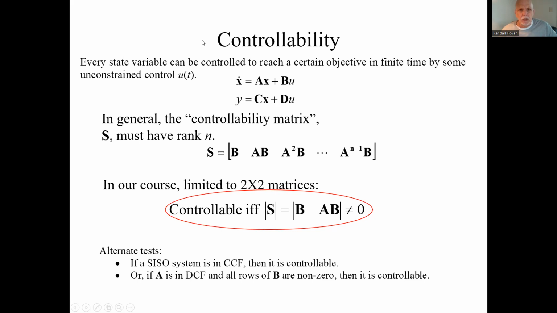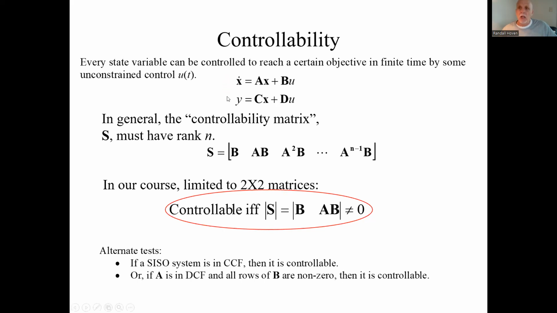Okay, we'll talk about controllability of control systems. What does it mean in words? It means you can drive every state variable. Remember, we're talking state space now. So this vector X, every element of that vector can reach a certain objective in finite time if you give it the right kind of input.